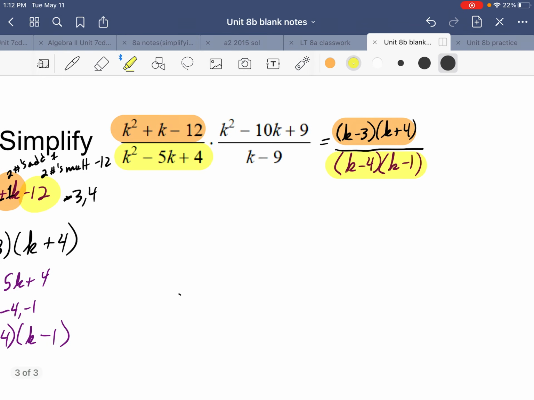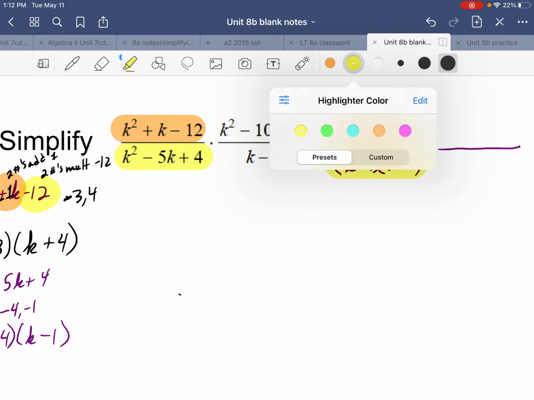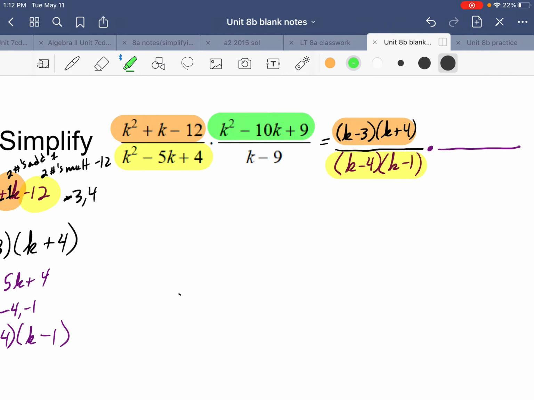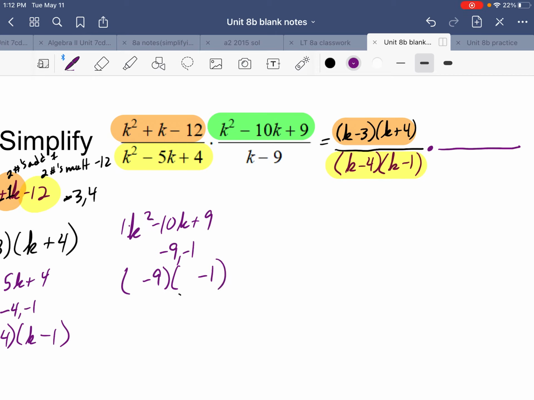Now the first fraction is factored totally. Second fraction, the numerator. Again, the a is 1 in that quadratic. So we're going to ask what two numbers multiply to positive 9 that add up to negative 10. And you should get negative 9 and negative 1. So your factors are k minus 9, k minus 1.